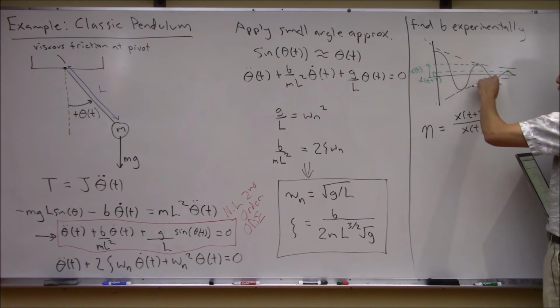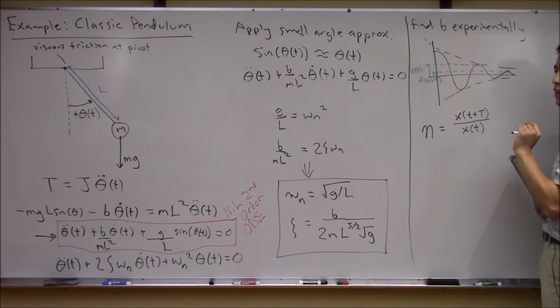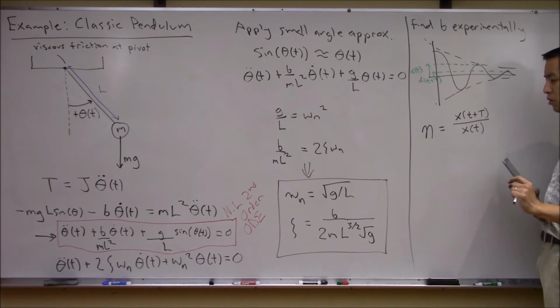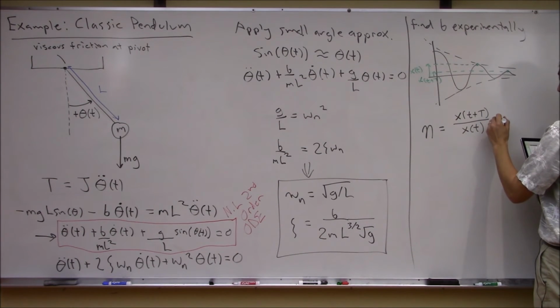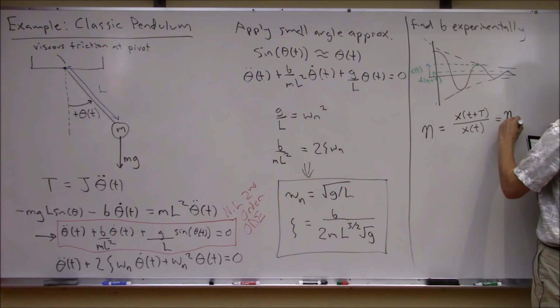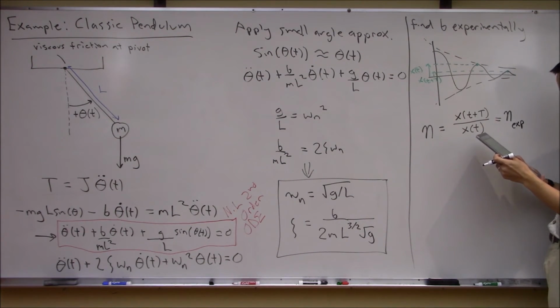Once you get this trace of the pendulum motion, just go ahead and find 2 successive maxima and compute this ratio. What I'm getting at is you can get this experimentally, maybe I'll say eta exp for eta experimental. You can obtain this value.